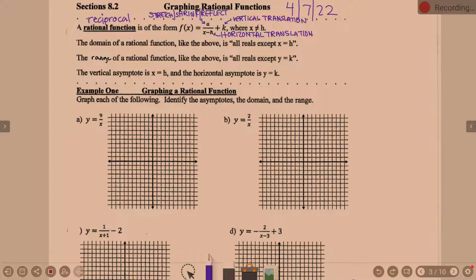All of these today are going to be based on the parent function, y equals 1 over x. So in other words, if you take away the k value, the h value, and the a value, the basic equation we are graphing is 1 over x. That is your reciprocal function. The a, h, and k are just going to do all of our different transformations. So that's what we're graphing, is the parent function, y equals 1 over x.